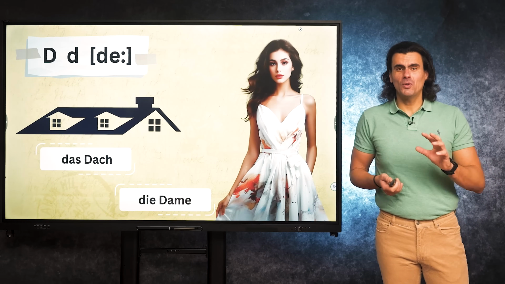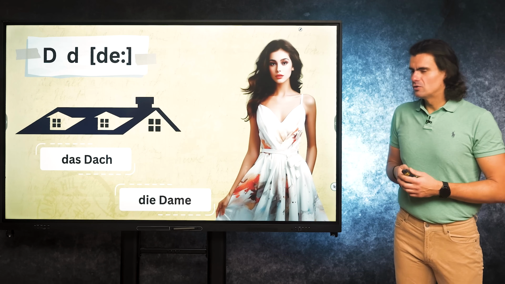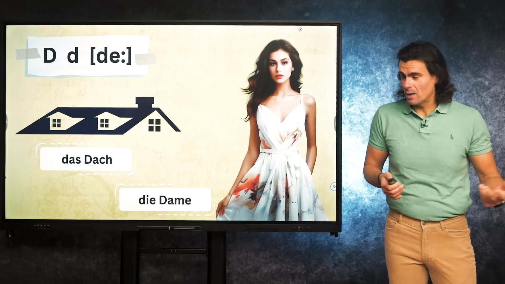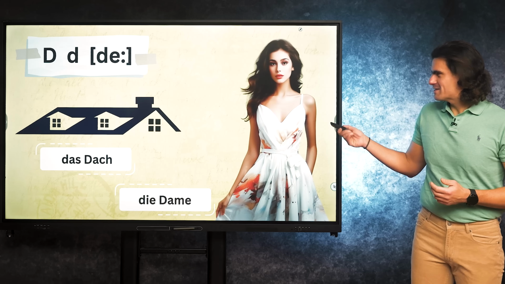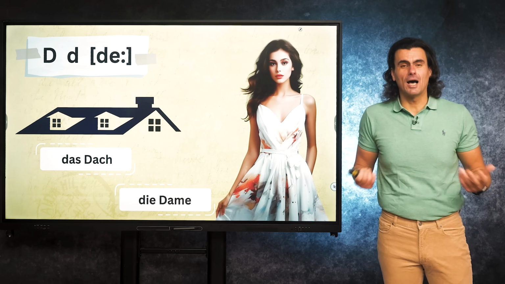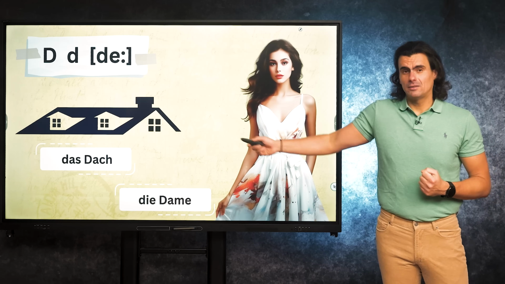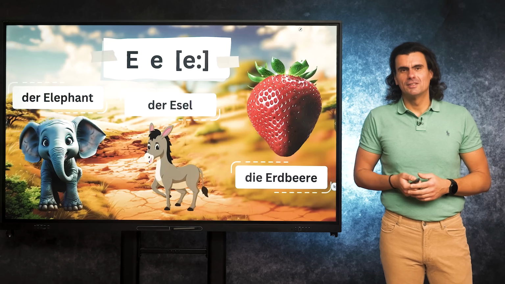Das D, the fourth letter is D. Das D, zum Beispiel, for instance. Zum Beispiel means for instance or for example. Die Dame, the lady. Das hier ist eine sehr hübsche Dame. This is a very pretty lady. Das Dach. Das Dach ist the roof.